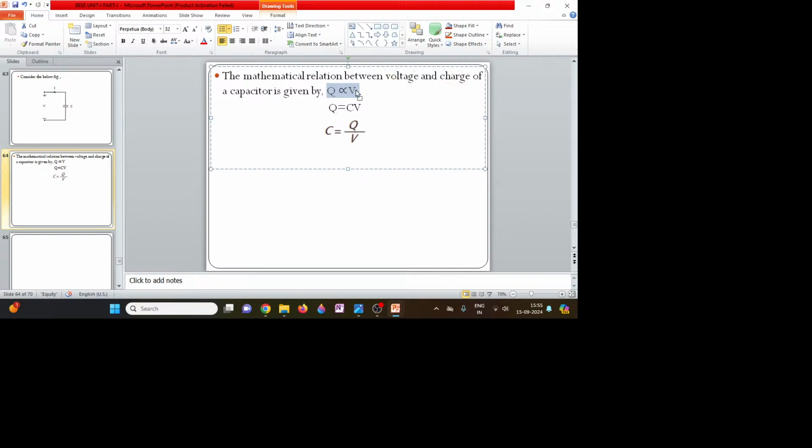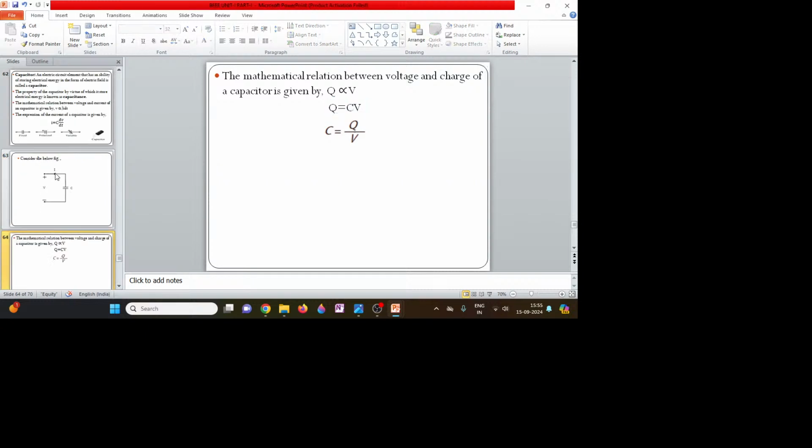That means that if the supply voltage increases, then the charge that has been accumulated on the plates will also increase. If the supply voltage decreases, the charge accumulated on the plates will decrease. So you can remove the proportionality with the proportionality constant. The proportionality constant is C. So you will get Q is equal to C into V. So C is equal to Q by V.